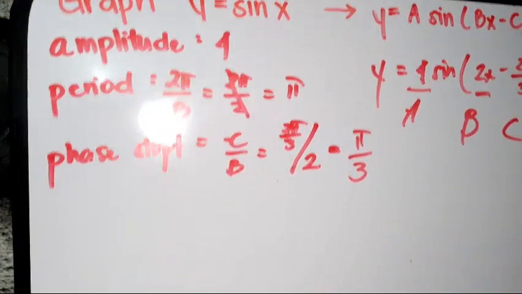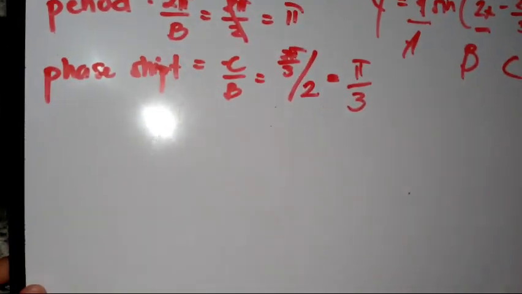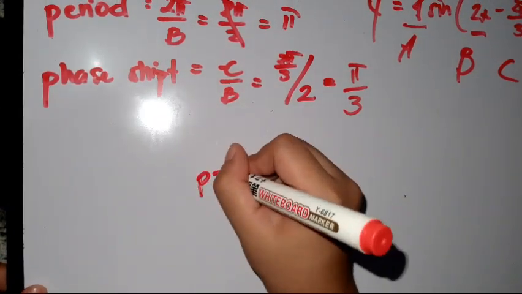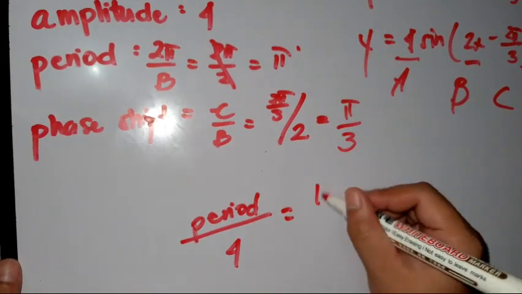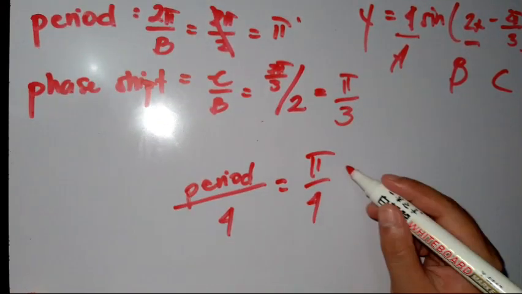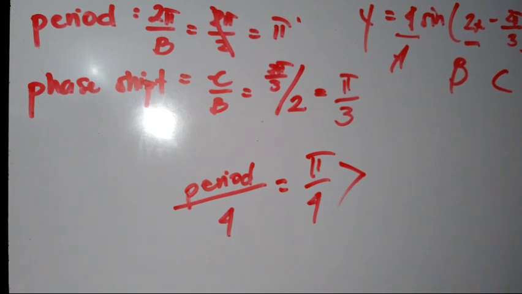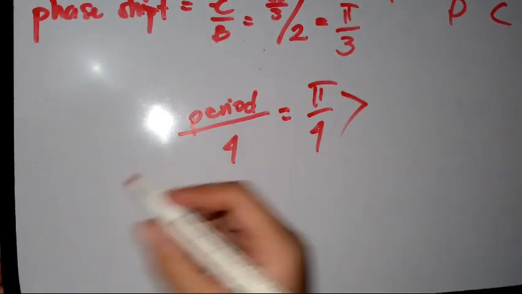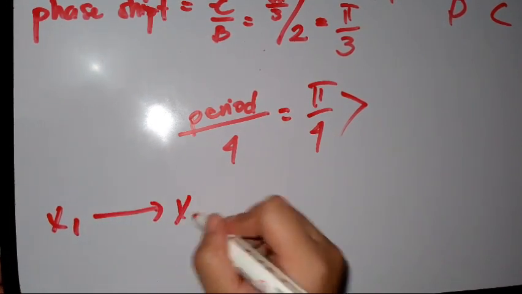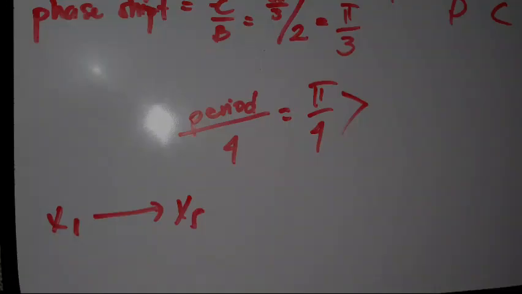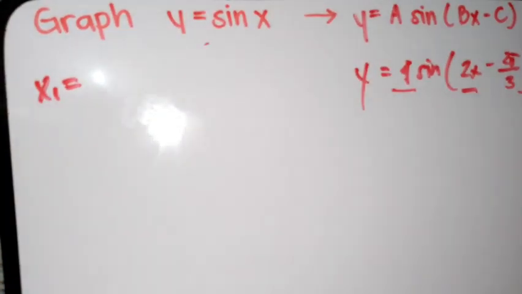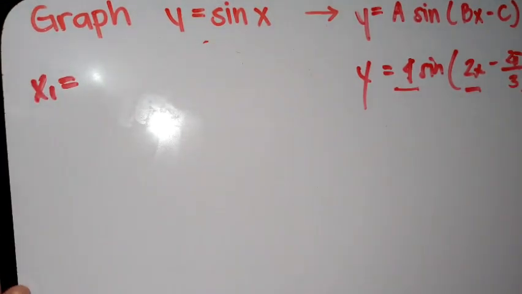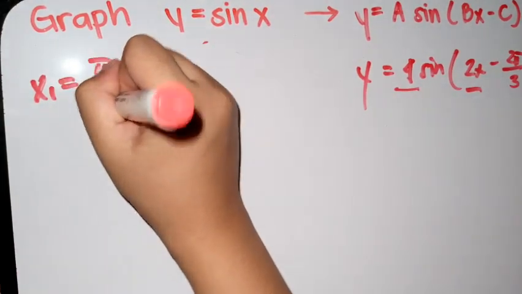In finding the value of x, we need to use again the formula period over 4. So our period is pi, followed by 4. So this is now our period. Now in finding the x values, we use again the formula from x sub 1 to x sub 5. For our x sub 1, we have the phase shift. So instead of using 0 for x sub 1, we have the new starting point of the cycle, which is pi over 3.